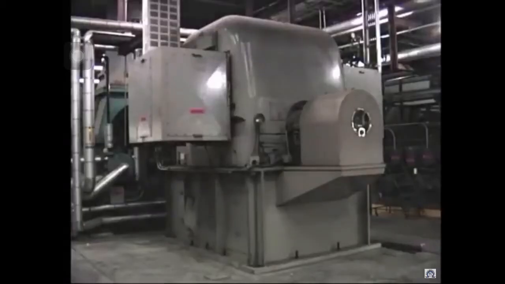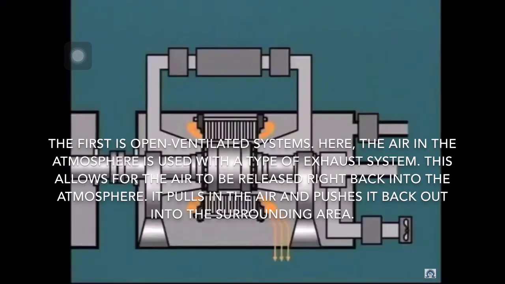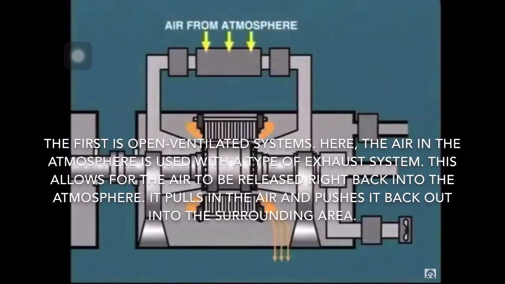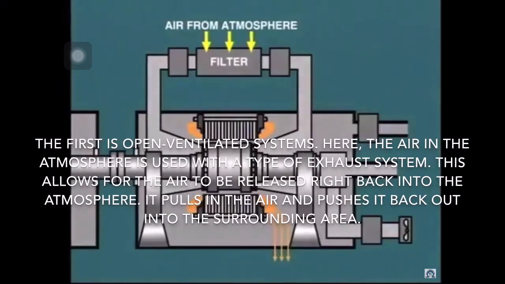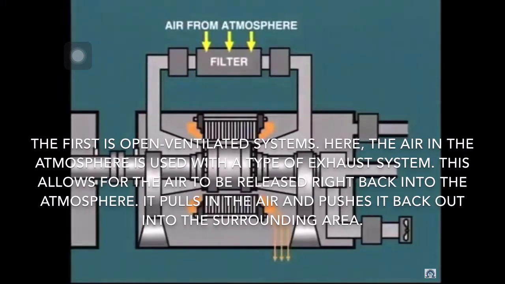There are 2 cooling systems in a generator. We got the air cooling system and a liquid cooling system. The first is open ventilated systems. Here, the air in the atmosphere is used with a type of exhaust system. This allows the air to be released right back into the atmosphere. It pulls the air in and pushes it back out into the surrounding area.